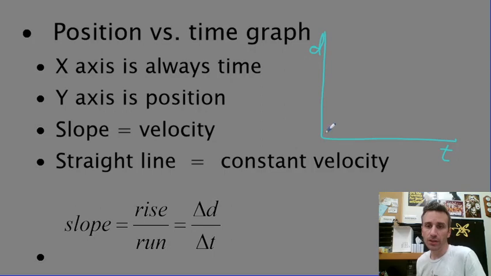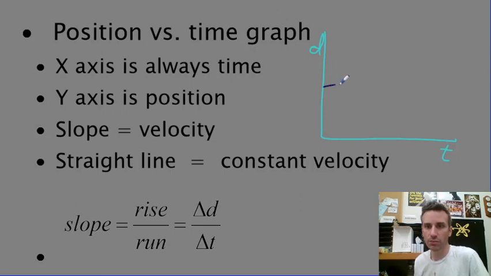So there are some basic rules. Time is always going to be on the x-axis. So as we are going left to right, we are going to be increasing with time. The slope of any line that you have on here will be your velocity.